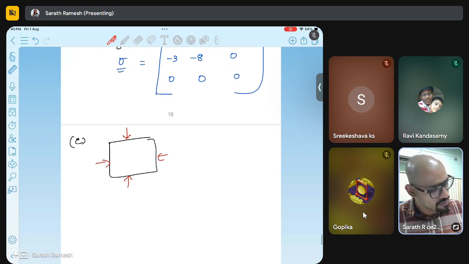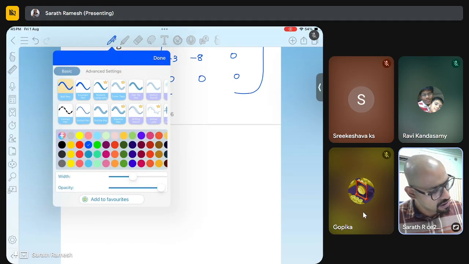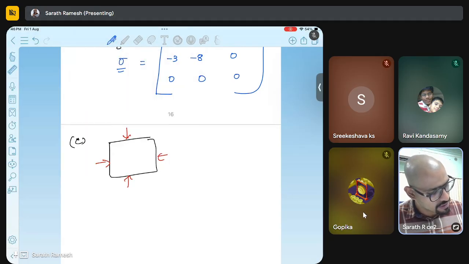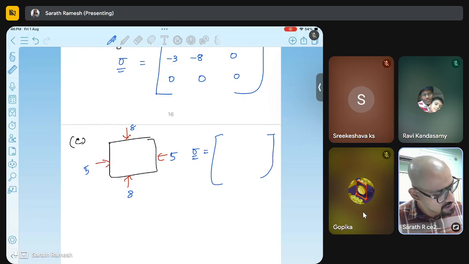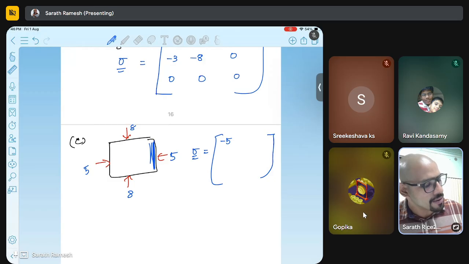Okay, so this sigma will be, say this is 5, 5, this is 8, 8. So sigma xx is minus 5, compression. It's in the positive x plane, but my force is coming in the negative x direction, so we say minus 5.